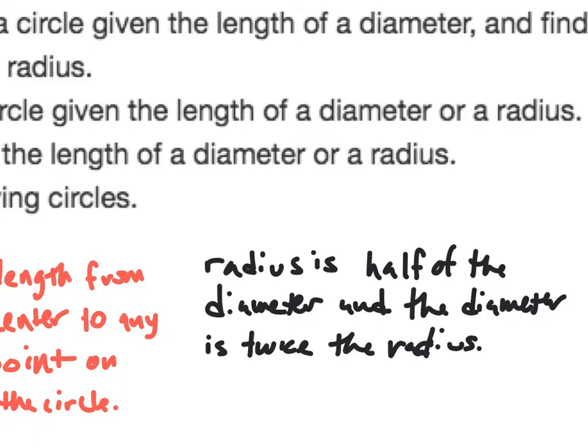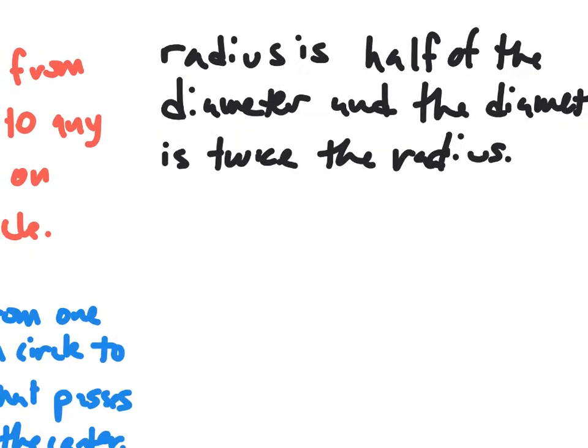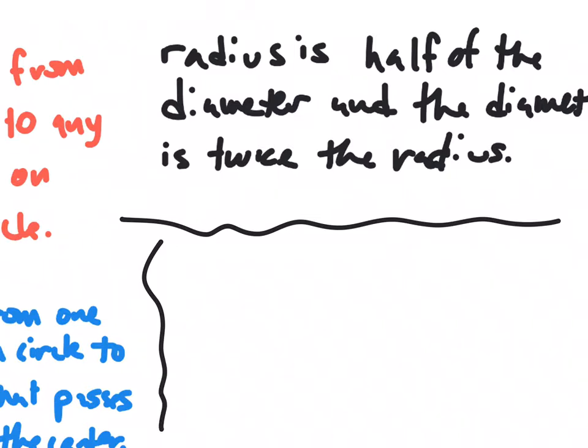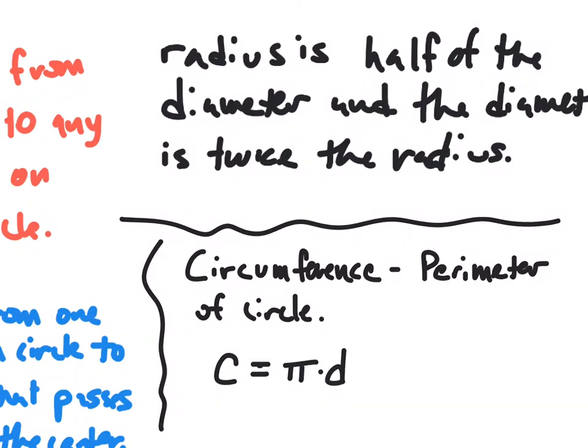The next thing I want to talk about is something that we call the circumference. I'm going to try and draw a little line here. Now, the circumference is basically the perimeter of the circle, so the distance around the circle. And we have this formula to calculate the circumference. The circumference is equal to the number pi times the diameter.